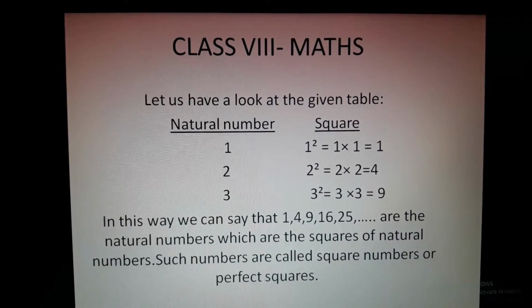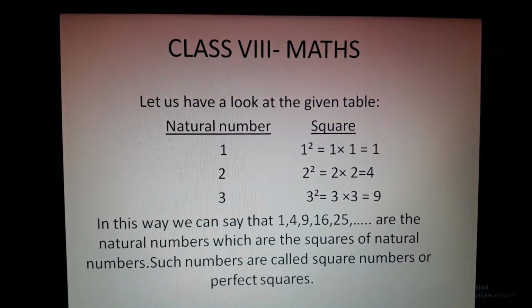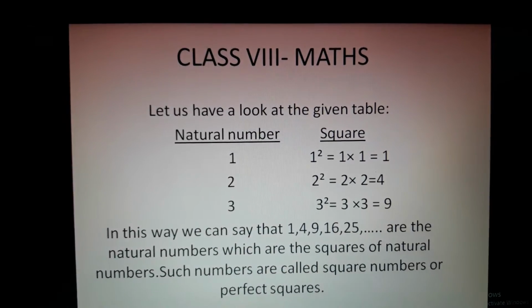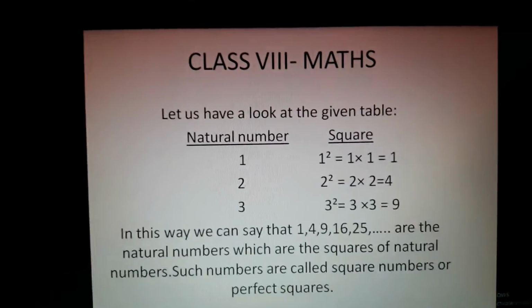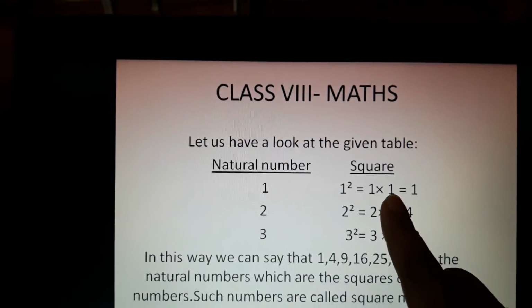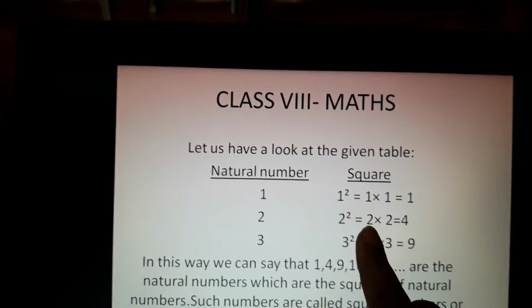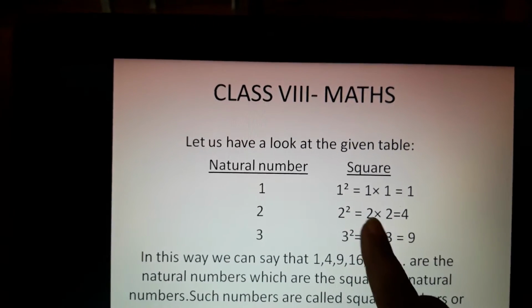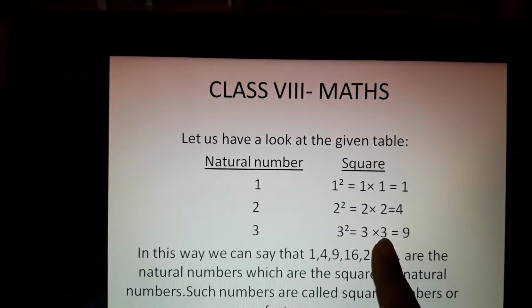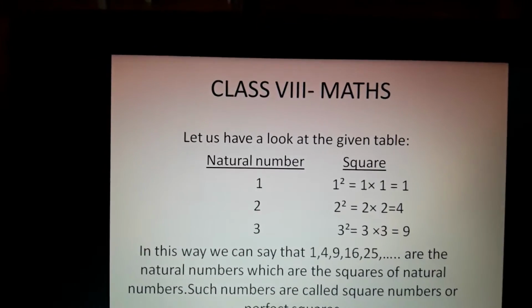Before we start a new chapter, I want you to look at this given table. Here we have one column as natural number and the second one as square. If I take 1 and I want the square of 1, what does it mean? 1 square means that 1 is multiplied by itself once, so it is equal to 1. If I take the square of 2, it means that 2 is multiplied by itself once, that means 2 into 2, which is equal to 4. If I take 3 square, it means 3 into 3, that is 9. In this way, 4 square means 4 into 4, that is 16.